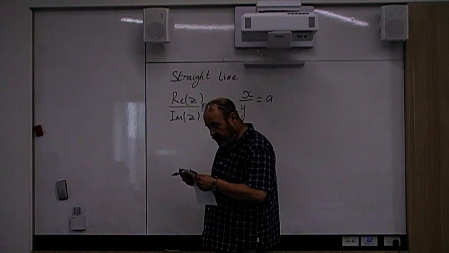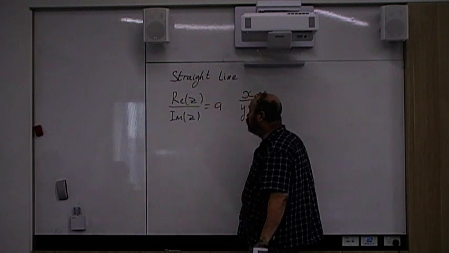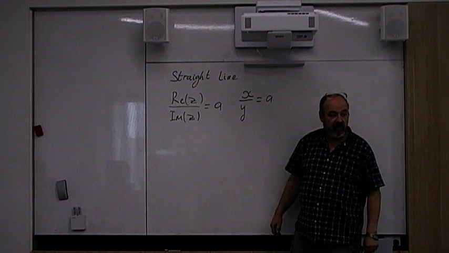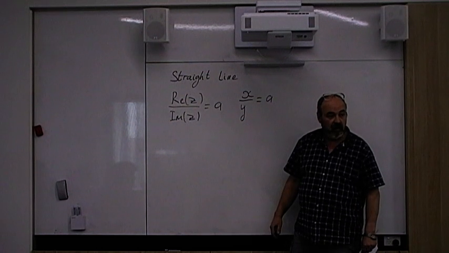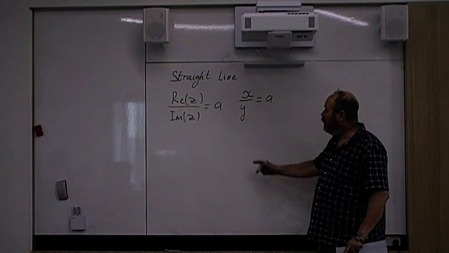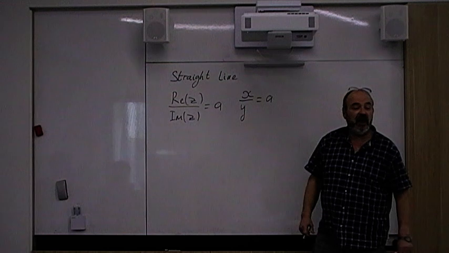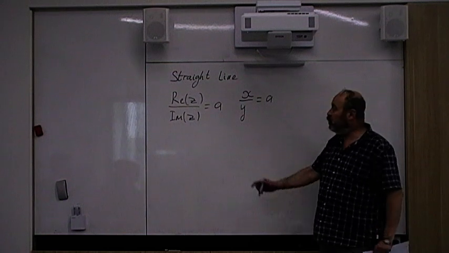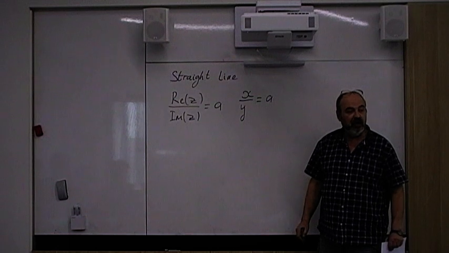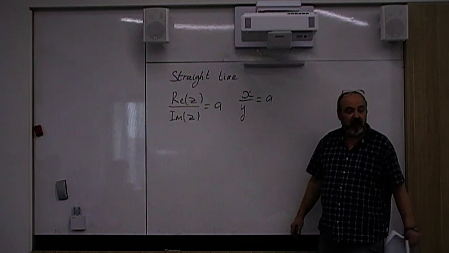Now, that will be a straight line. Will that be horizontal, vertical, or anything? If A equals 2, what line will it be? The gradient: if A equals 2, y equals half x, so y will be x on 2.